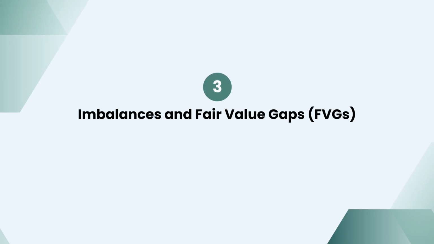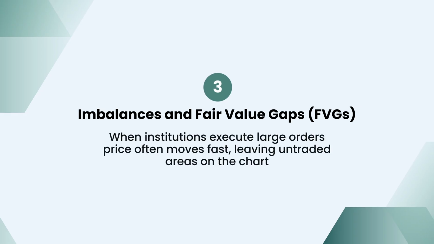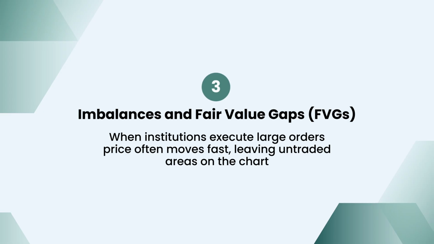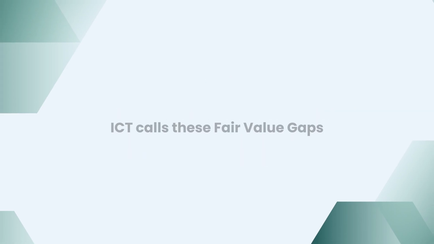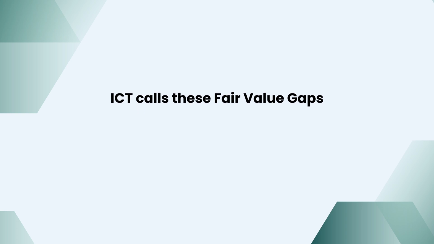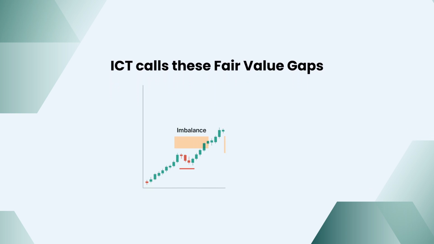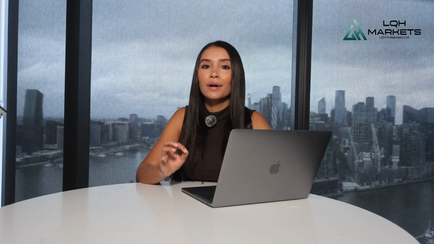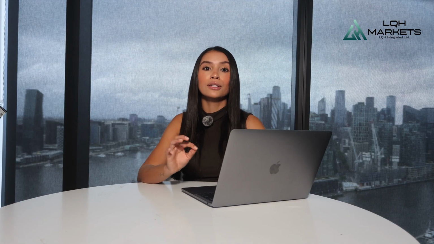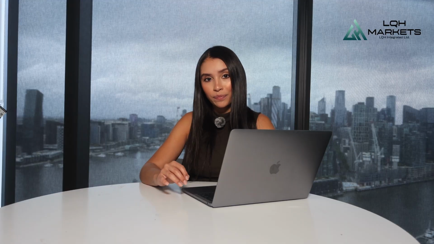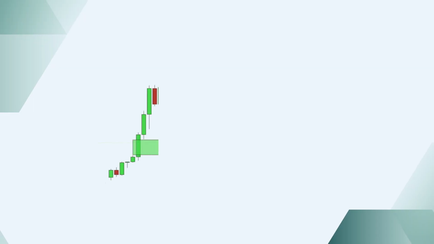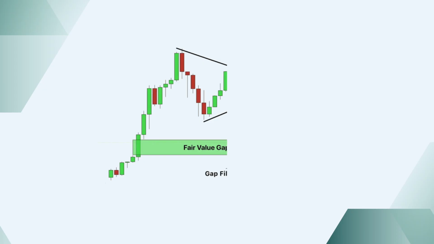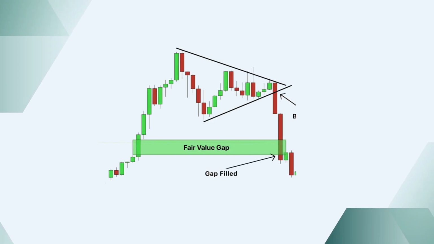The third one is imbalance and fair value gaps. When institutions execute large orders, price often moves fast, leaving untraded areas on the chart. ICT calls these fair value gaps, where price skips too quickly and doesn't create balance between buyers and sellers. These gaps tend to attract price later. Why? Because the market seeks balance. It wants to fill those inefficiencies before continuing. ICT traders look for price to return to these fair value gaps to find low-risk entries in the direction of the main trend.